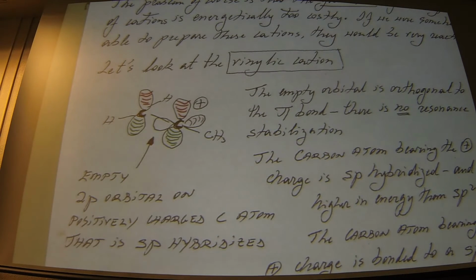So please don't get confused and think that this is the same as this. Those two are not the same. Here, the positive charge is on an sp2 hybrid. Here it's on an sp hybrid, so I should have shown this linear. But these are not the same thing at all. This is resonance stabilized. This is not. Okay, so no resonance stabilization.